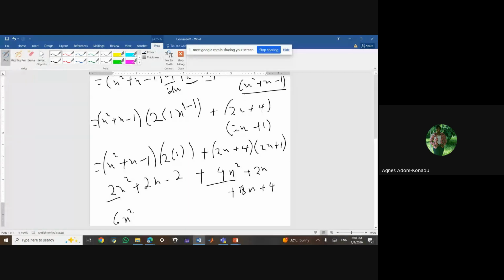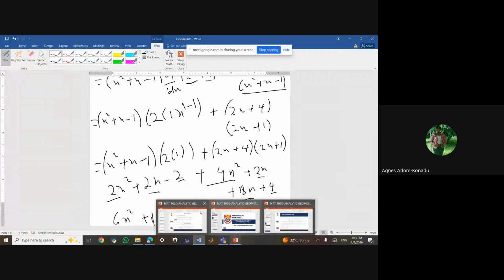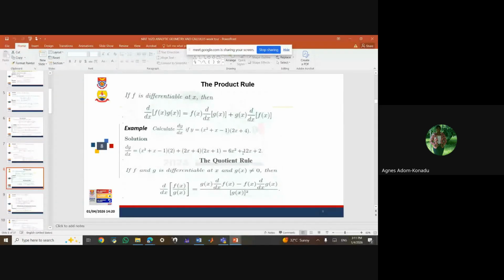This is 6x squared. This plus this will give me, is it 12? Please, what do I get? 12x. 2x plus this is 12. Plus 2. This and this will give me 2. So that's what you get.